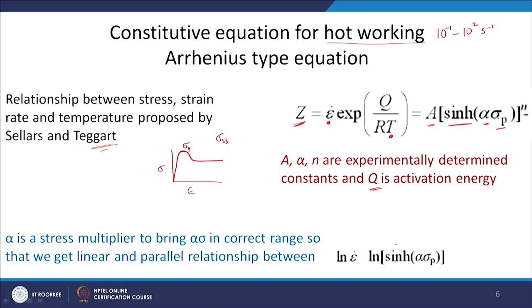Okay. And what it does is it brings alpha sigma in the correct range, so that we get a linear and parallel relationship between ln epsilon dot and ln sinh(alpha sigma p). So, basically we use this multiplication with alpha to bring whatever plots we are going to get, so that they should all be linear first, and they should all be parallel to each other. That means they should have similar deformation behavior.